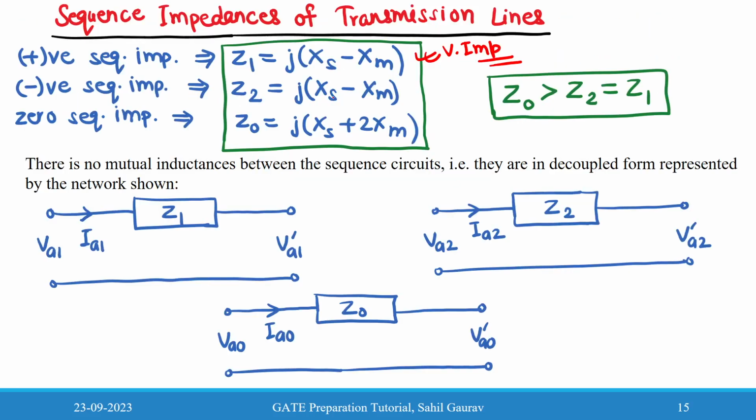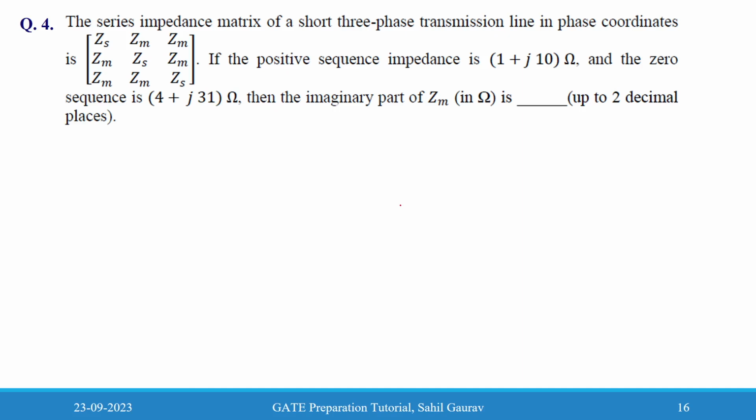Based on these sequence impedances, we will solve two very simple problems. This problem was asked in GATE 2018. It is a 1 mark problem. The sequence impedance matrix of a short three-phase transmission line in phase coordinates is given. If the positive sequence impedance is 1 plus j10 ohm and the zero sequence is 4 plus j31 ohm, then the imaginary part of Zm in ohm is to be found.